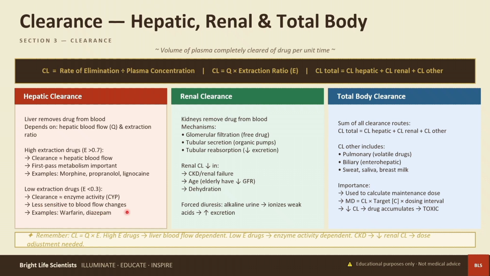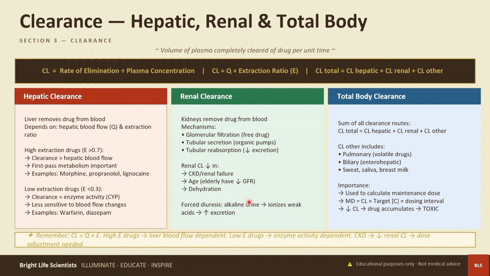Renal clearance: three mechanisms are involved. We have glomerular filtration of the free drug, tubular secretion via organic transporters, and tubular reabsorption, which reduces the excretion. Renal clearance falls in CKD, in the elderly with reduced GFR, and in dehydration. Alkalinizing the urine with bicarbonate ionizes weak acid drugs, trapping them in the tubule and increasing excretion. This is the basis of forced alkaline diuresis in salicylate poisoning.